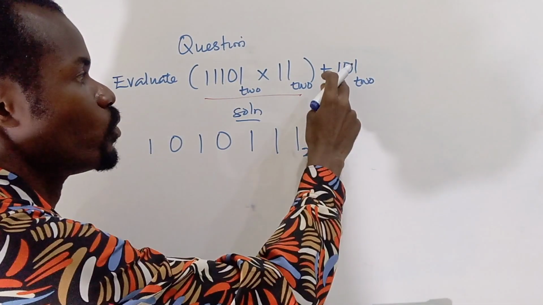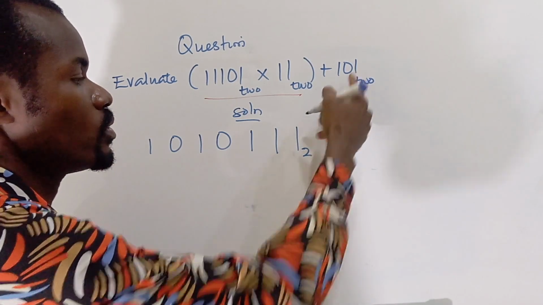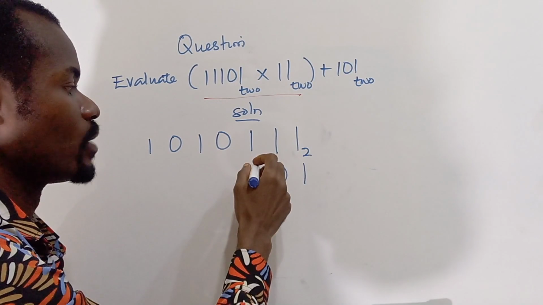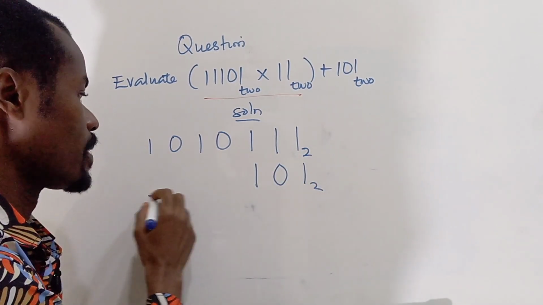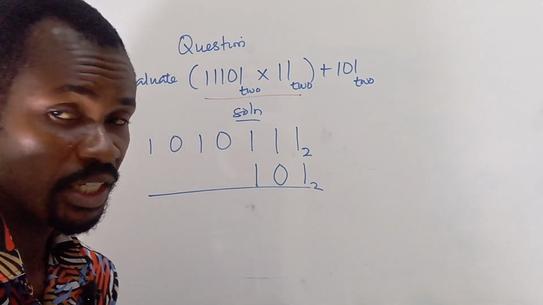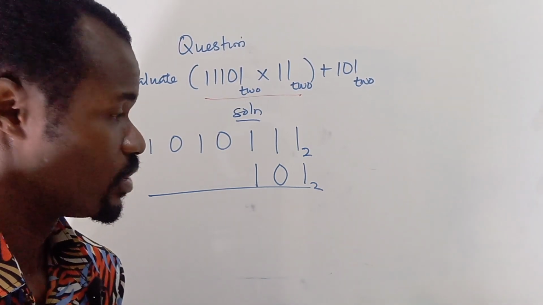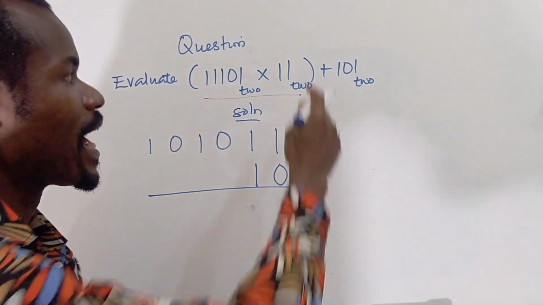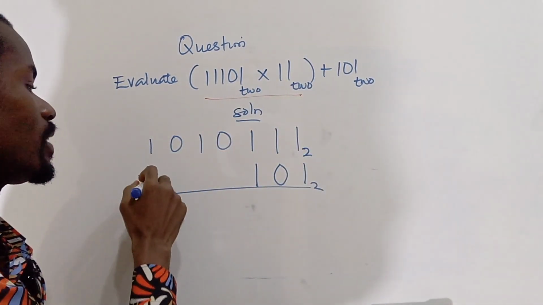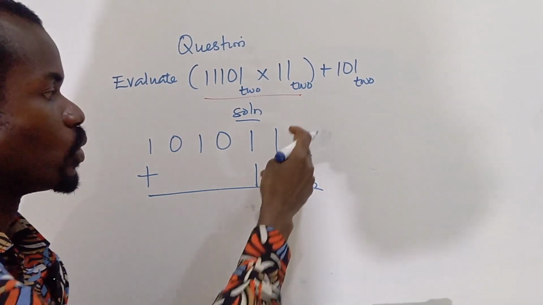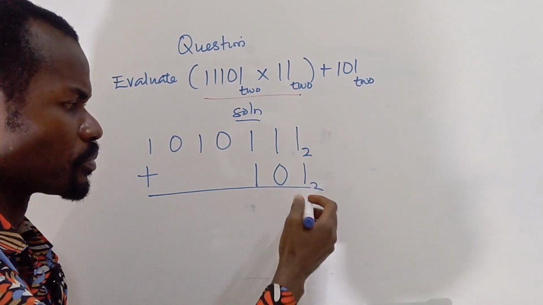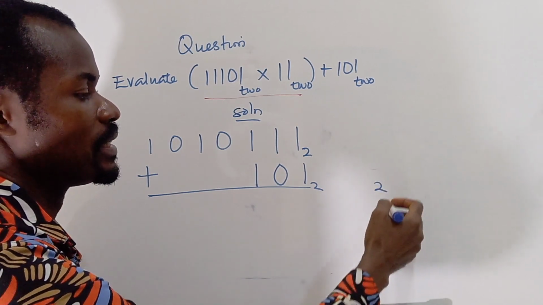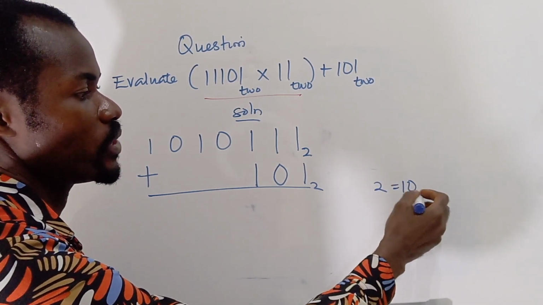Now we are going to add 101 base 2. So I'm going to start with this 1 here, and 0 here, and 1 here. Remember, you want to arrange it according to units and tens place. So we have our addition, and we are going to put the addition sign here. So 1 plus 1 as usual is 2, but remember 2 means 10, or 10 base 2.